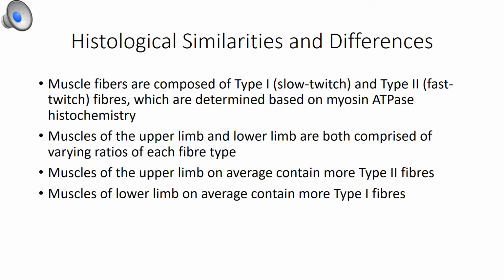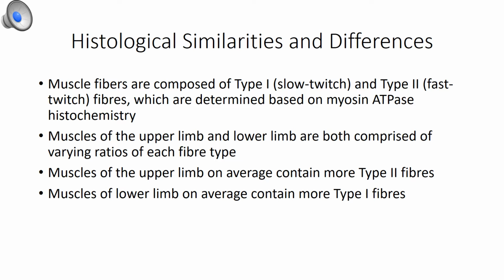After learning about both upper and lower limb muscle systems, we will compare them following three different criteria. The first one, which is the histological one, is presented here. Before anything, we can learn about muscle fibers. There are two main types of muscle fibers, type 1, which is slow twitch, and type 2, which is fast twitch fibers. These are determined based on the myosin ATPase histochemistry.